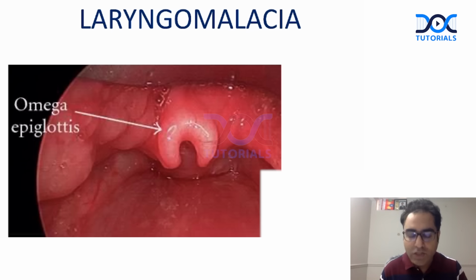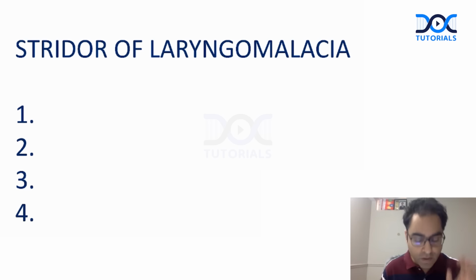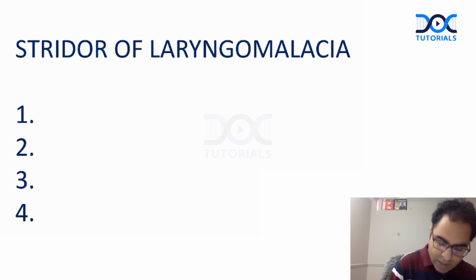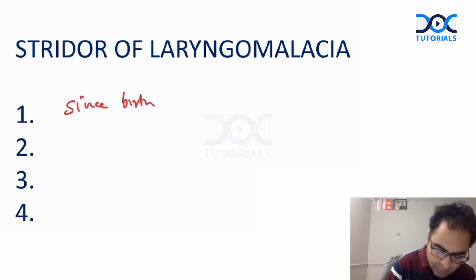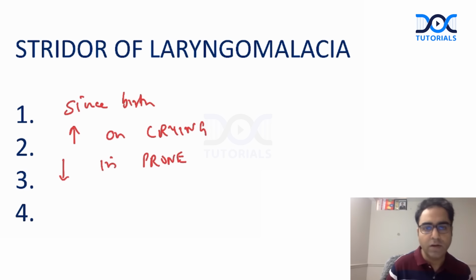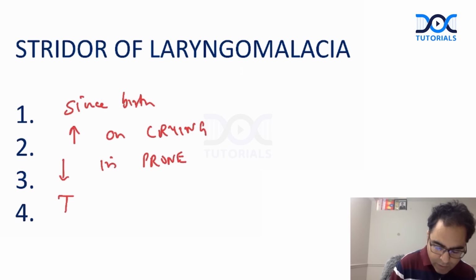In this patient, the chief complaint is stridor, and the stridor has 4 points to remember. Number one, the stridor is almost since birth. The mother will say this stridor sound, the noisy breathing sound, started in the first week of life. It increases on crying. Remember, it decreases in prone position. Okay, and it is inspiratory stridor.